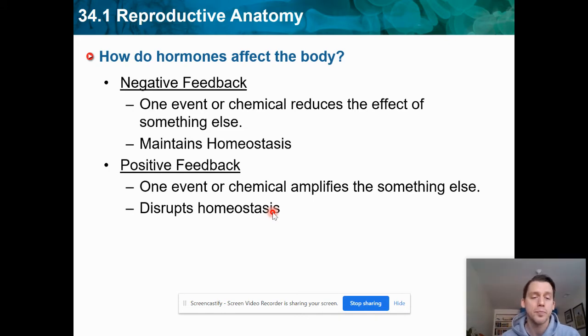If you are making more and more of something, that's very different than making sure you have a constant level. So this is like a continual increase of something, as if you were to keep putting the gas pedal to the floor and keep going faster and faster. That would be positive feedback. You keep making something happen more and more.